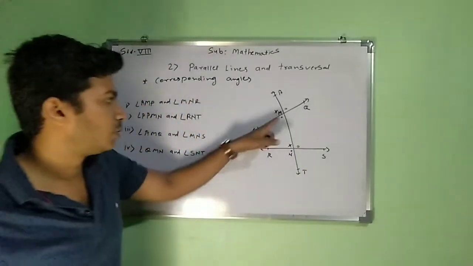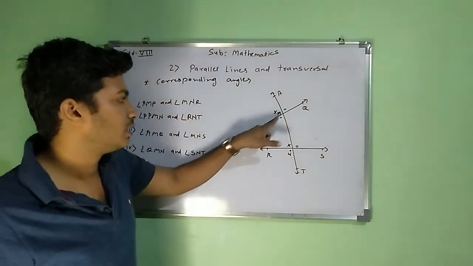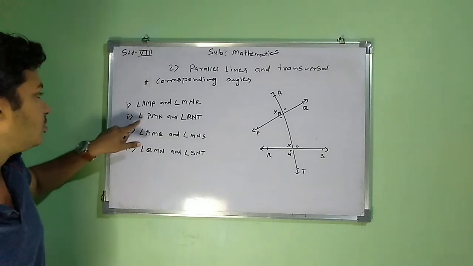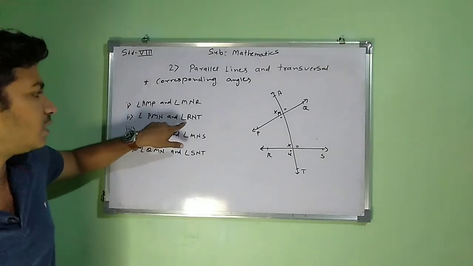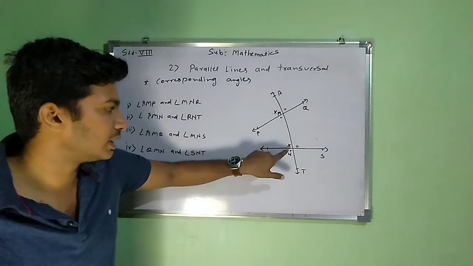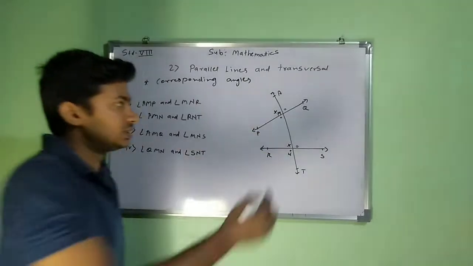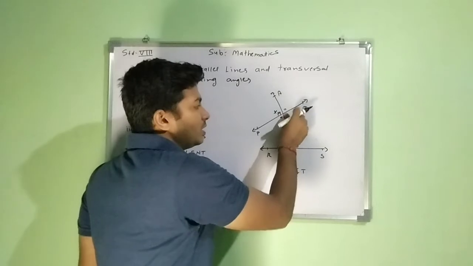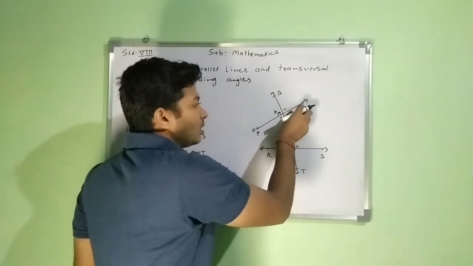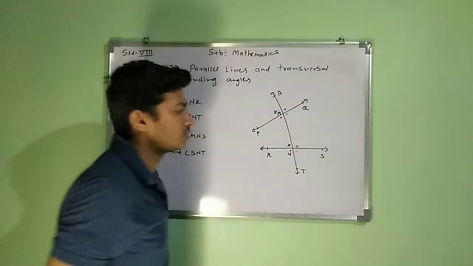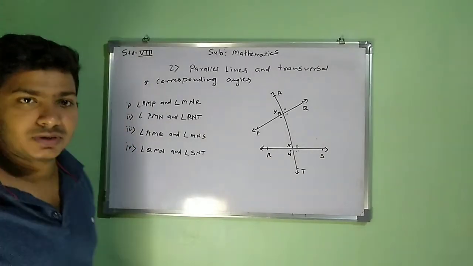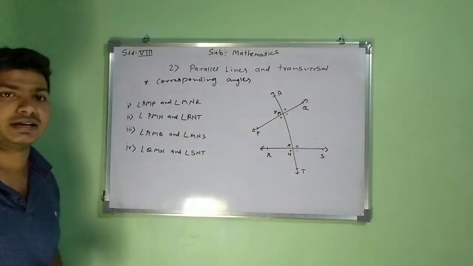One more pair we have, which is PMN, that means if you look at that angle PMN is corresponding to RNT, these two angles are corresponding. Similarly, one more pair is remaining, that means this one, this pair is also corresponding to this pair. So here we have total 4 pairs of corresponding angles. These are called corresponding angles.